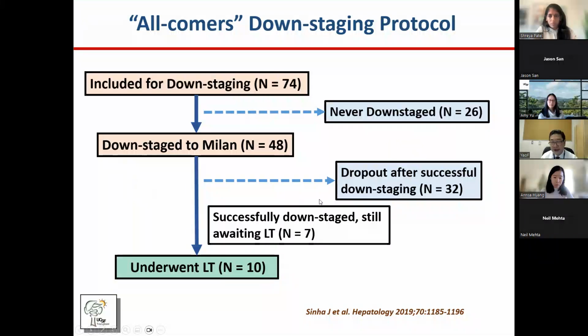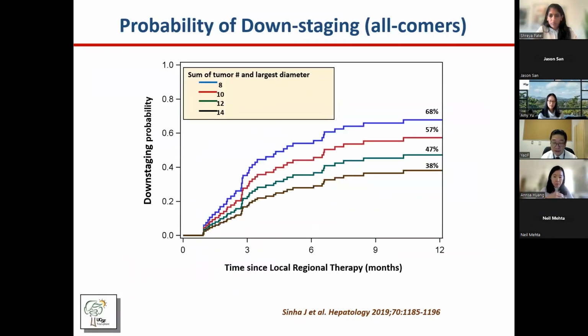However, there's a very high percentage of these patients being removed from the waiting list because of tumor progression, and I think in large part because of our long waiting time. So ultimately, only 10 out of these patients underwent liver transplantation. So our intention-to-treat outcome is not very good with the all-comers protocol.